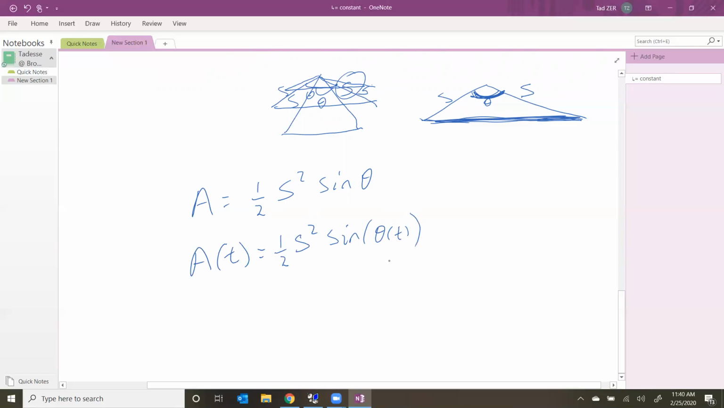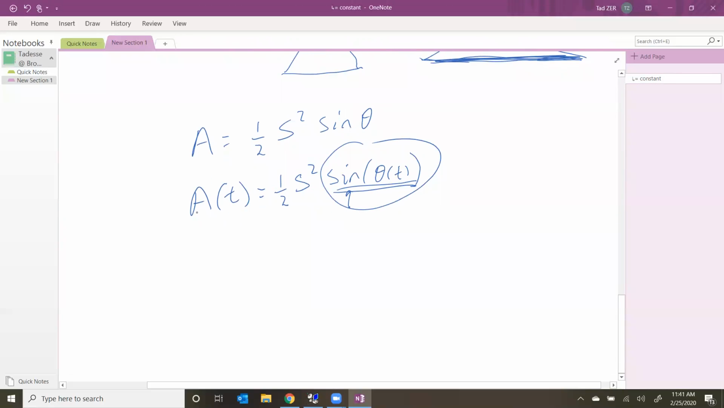A function of time. So which means here I have a composition of sine theta and theta of t. Okay, sine of theta, sine of t and theta of t. This is a composition, as a function of t. Don't forget to apply the chain rule. So let's find the derivative. What is the derivative of A with respect to time? This is dA by dt, which is nothing but A prime.